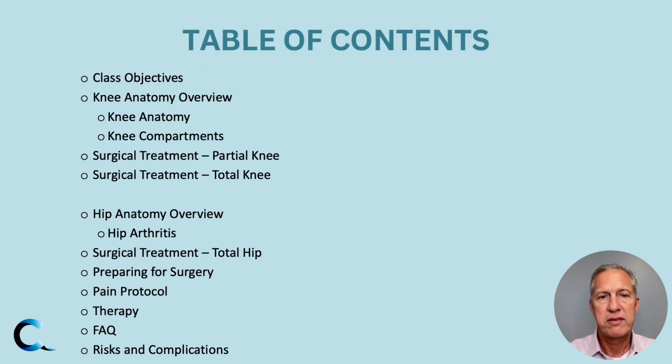The plan for this presentation is to review some pertinent anatomy about the knee and to discuss surgical treatment including partial knee and total knee. We're also going to review some information about anatomy of the hip, discuss surgery on the hip with total hip surgery. We're going to discuss issues that are important to be aware of in preparing for surgery, how we're going to manage the pain after surgery. We'll discuss therapy a bit, go over some frequently asked questions, and then talk about potential risks and complications of surgery.